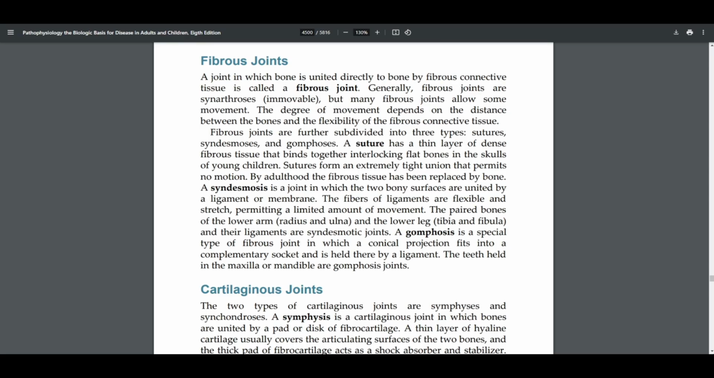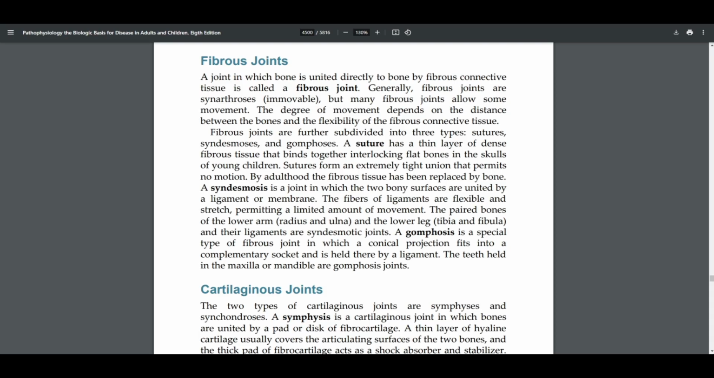syndesmosis, and gomphosis. A suture has a thin layer of dense fibrous tissue that binds together interlocking flat bones in the skulls of young children. Sutures form an extremely tight union that permits no motion. By adulthood, the fibrous tissue has been replaced by bone.